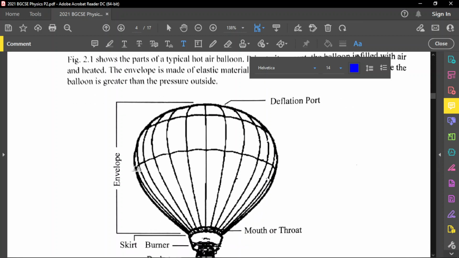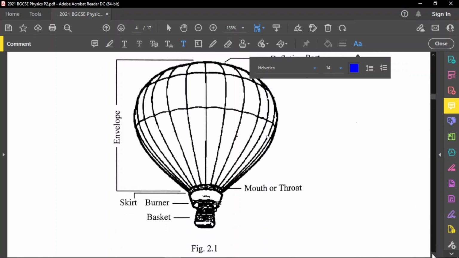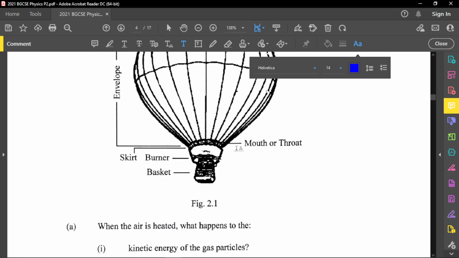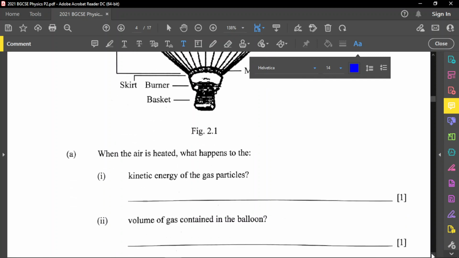So the envelope right here, which is the balloon as you would call it, is elastic, so it can stretch. And here you have a deflation port that is right there. We have the mouth or the throat, then the burner, then a basket that the persons will be in, and then a portion here that is called a skirt.